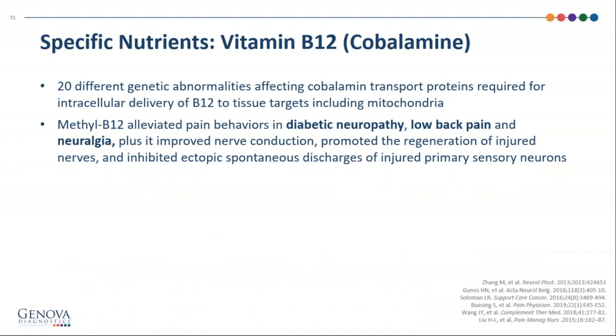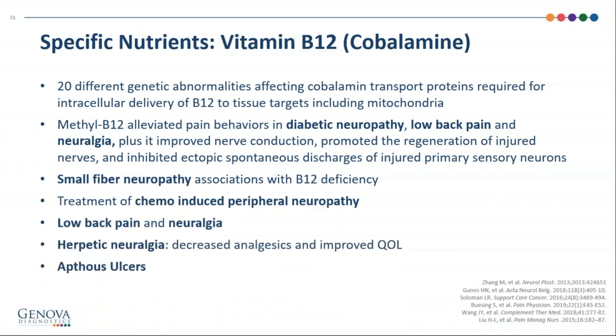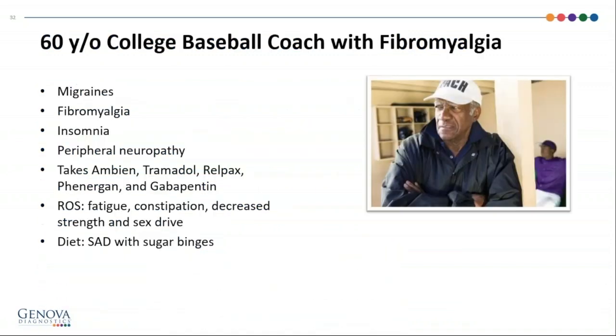And so that first bullet point is so important to understand. That's why your patients who have good B12 levels get better when you give them more B12. It could be because they need a higher dose to try to override those genetic abnormalities. So B12 alleviates pains in diabetic neuropathy, low back pain, and neuralgia. And it can improve nerve conduction. Small fiber neuropathy is associated with B12 deficiency, and we talked about some of the other ones that were listed in the spreadsheet that I showed you earlier.